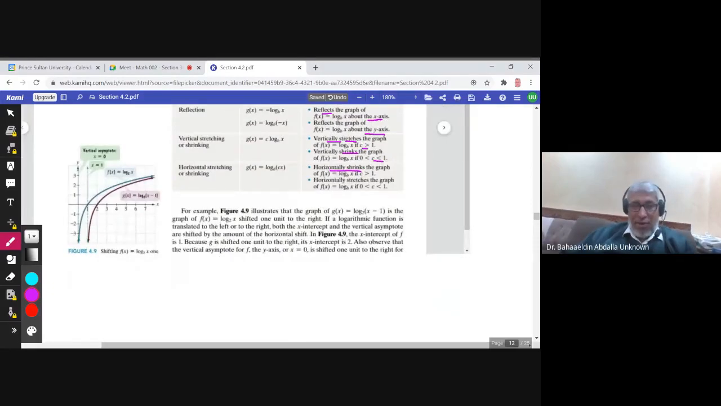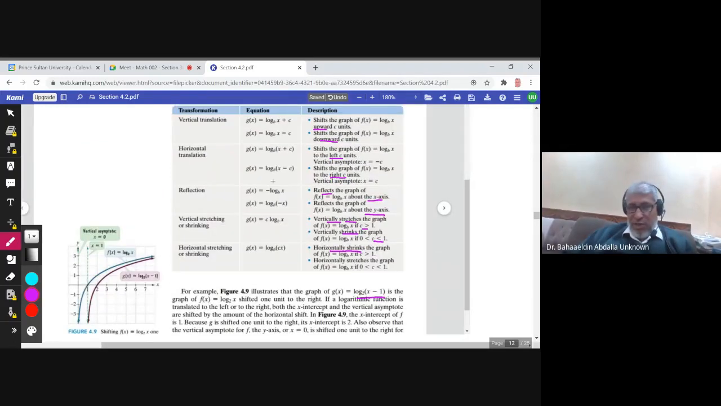This is an example. We have f of x equals log x to the base 2, and here log of x minus 1 to the base 2. What happened? You go 1 unit to the right. So it is the same graph, but 1 unit to the right.